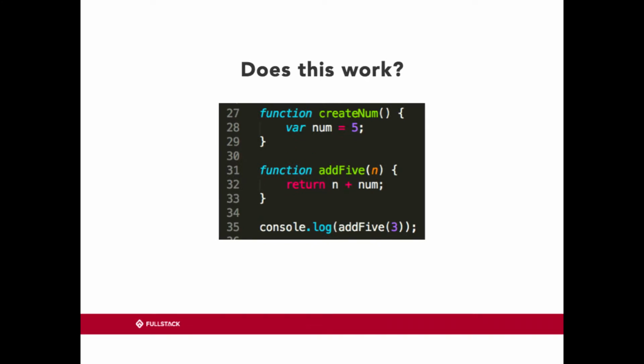Okay, cool. So here we have two functions in a row. One's called createNum, where we just create the variable num and set it equal to 5. Here we have add5, where we pass in a number n. And on line 35, we're doing the same thing we did before. We say add5, let's pass in 3 here. What was this output?